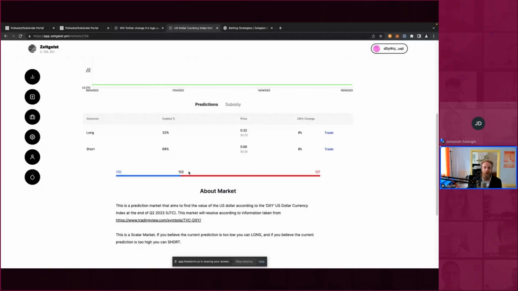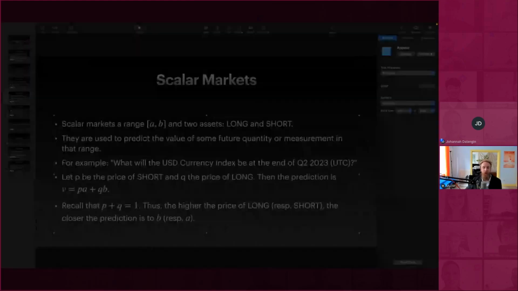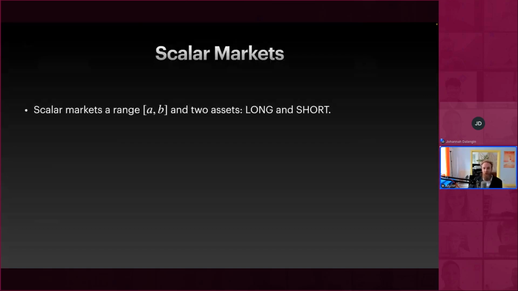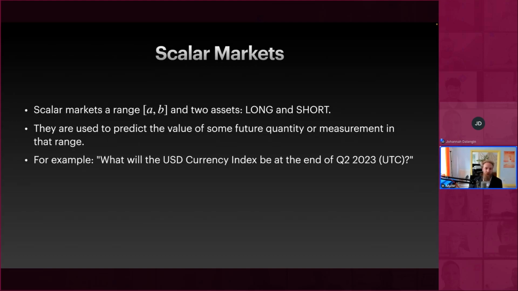I'm already showing you all this stuff that you're not supposed to see. So again, scalar markets have this range A to B, and they have two assets, long and short, and they're used to predict some value of a future quantity or measurement in that range. And there you go, there's the example: what will the USD currency index be at the end of Q2 2023?